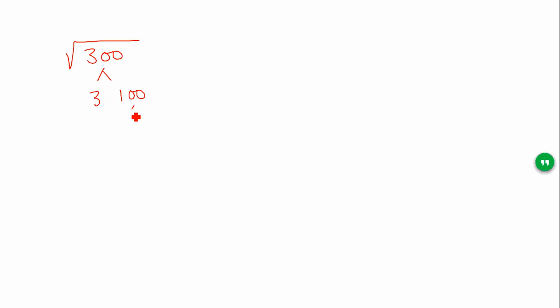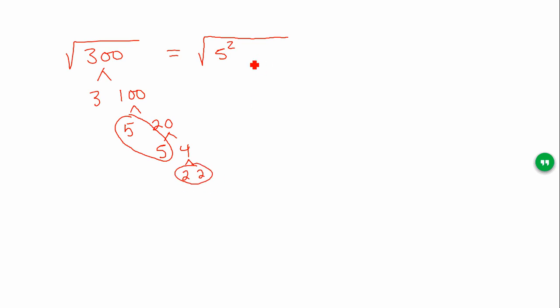So 3 times 100, and then 100 factors down even further into 5 times 20, and then 20 factors down into 5 times 4, and 4, if you want, go ahead and factor it into 2 times 2. So the square root of 300 is the same thing as saying the square root of 5 squared, 2 squared, and then times 3. We can't forget about that 3. So that's how I broke apart the number 300. I broke it apart into 5 squared times 2 squared times 3.